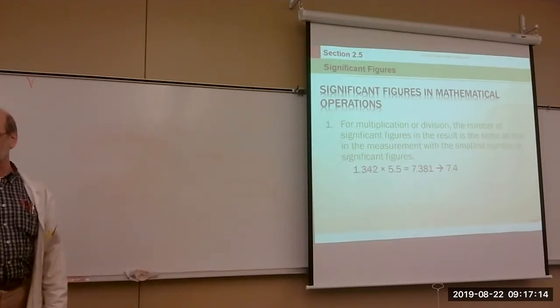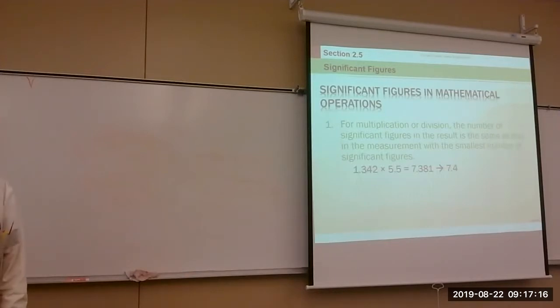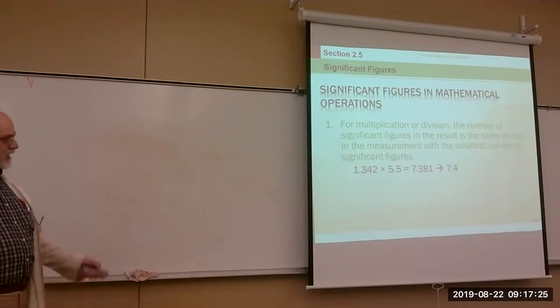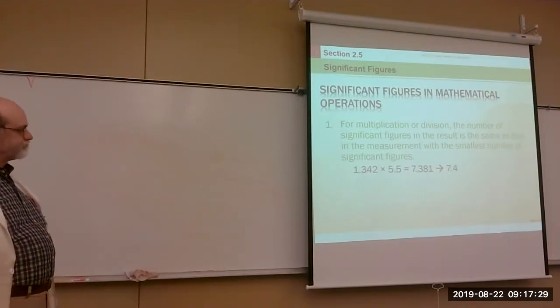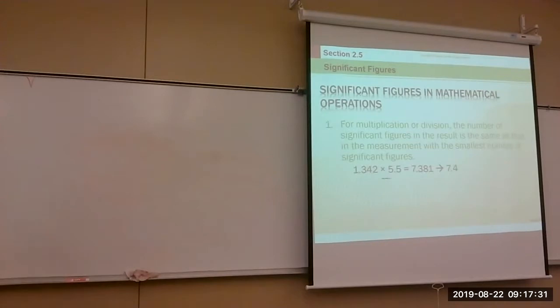Okay, if 5.5 is just, say, 5.4, then you could have 3. Yep. Then you would round to 7.38. And my lines are a little off. They should be shifted over here under those.